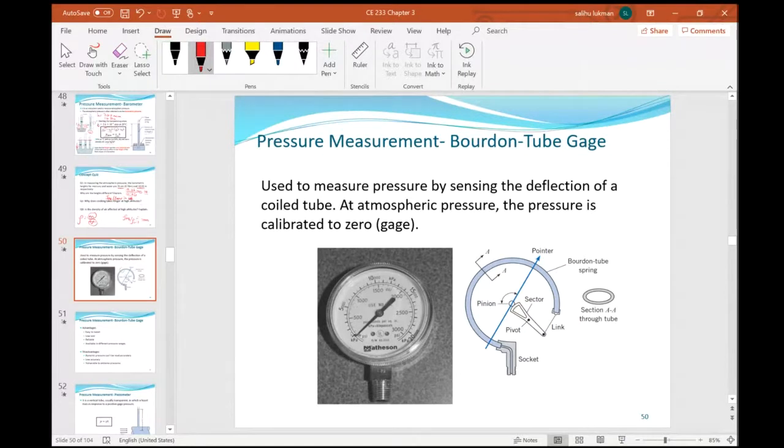At atmospheric pressure, without connecting it to your tire, it reads zero, because it is a gauge. It measures the gauge pressure, that's the pressure above atmosphere. It's graduated sometimes in PSI and also in bar. For my tire, I think the minimum pressure needed is 2.7 bars. So this is the Bourdon tube gauge.